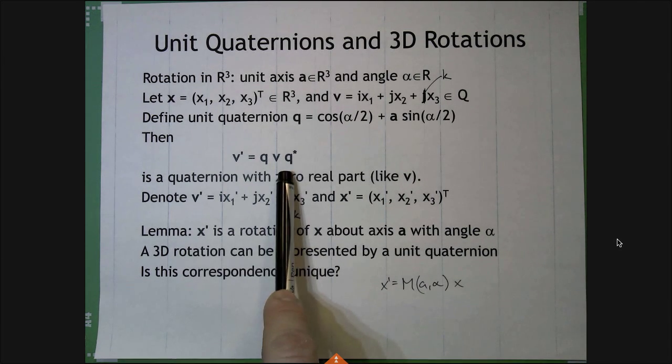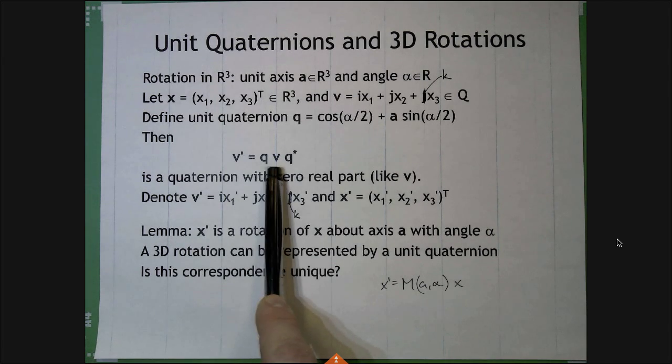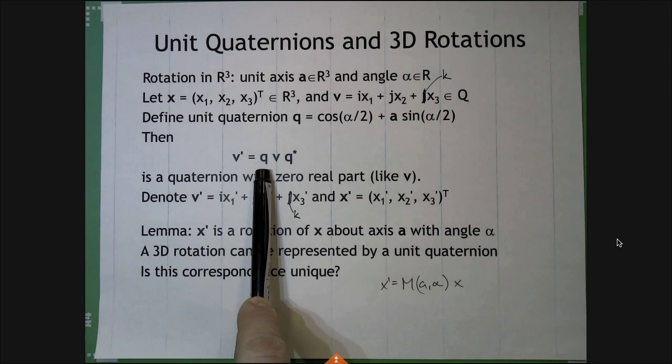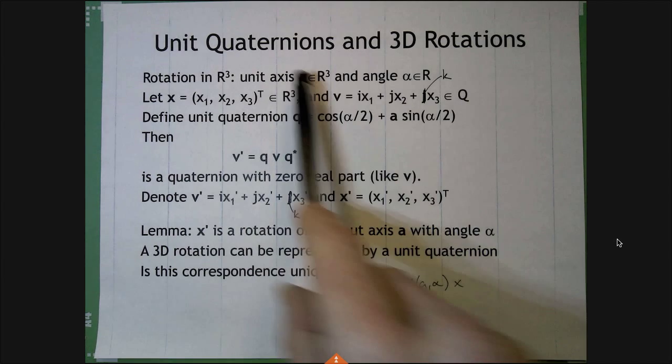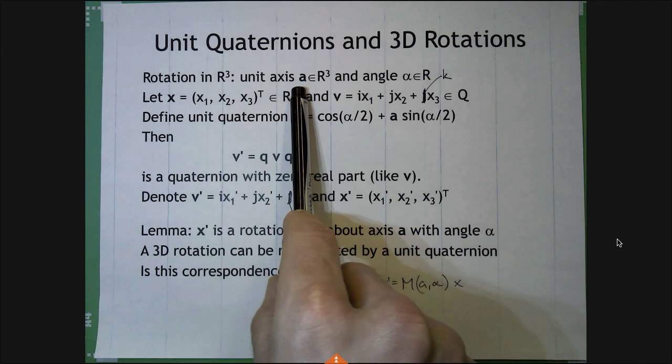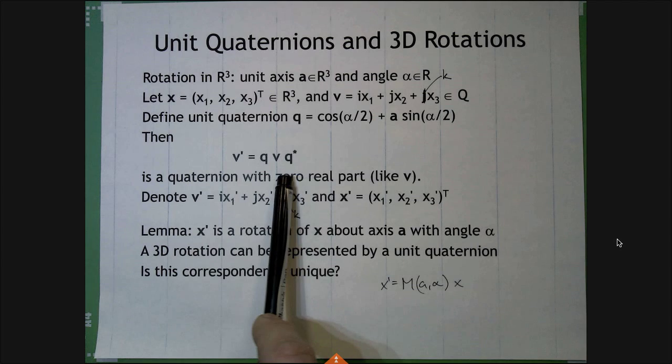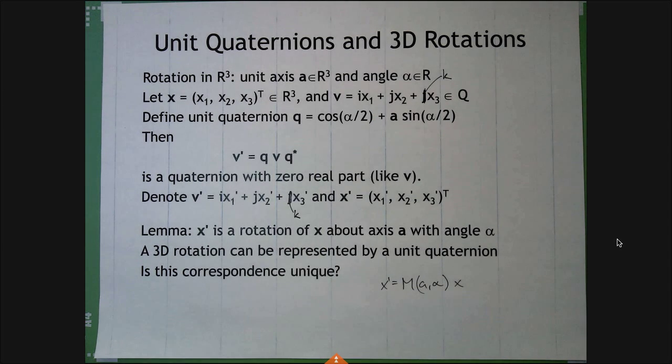So basically what we can conclude here is that the quaternion Q represents a rotation about angle alpha and axis A. And it represents it in an interesting way. Through the sandwiching product, it actually executes or computes the rotation. Okay.